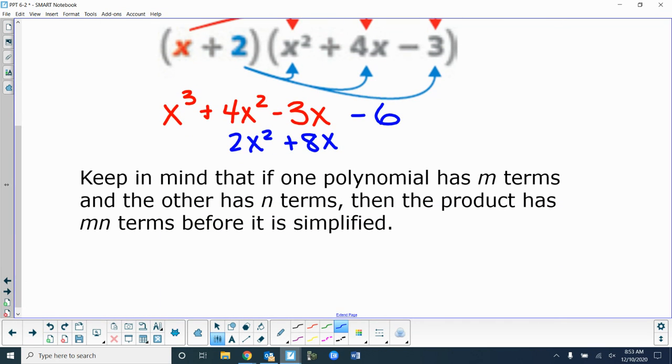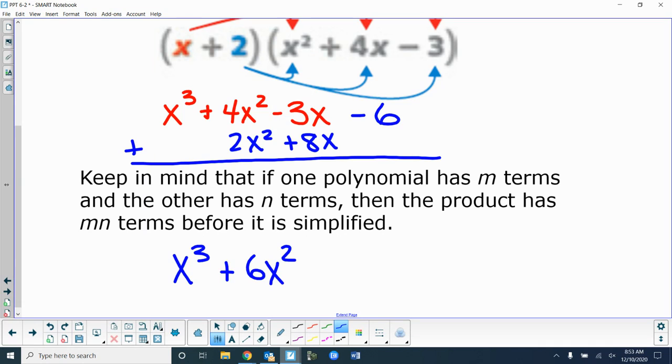Then I can just do vertical addition. So I got an x cubed. 4x squared plus 2x squared is 6x squared. Negative 3x plus 8x is 5x. And then minus 6. So I have a cubic polynomial with 4 terms when I'm done. Okay? Yeah. Does that make sense? We can handle that. Sure we can.